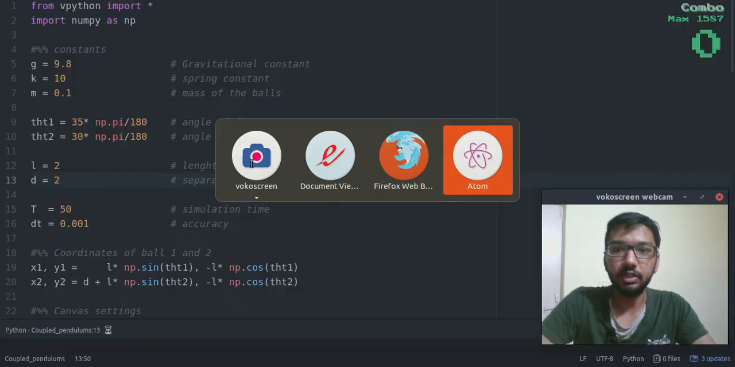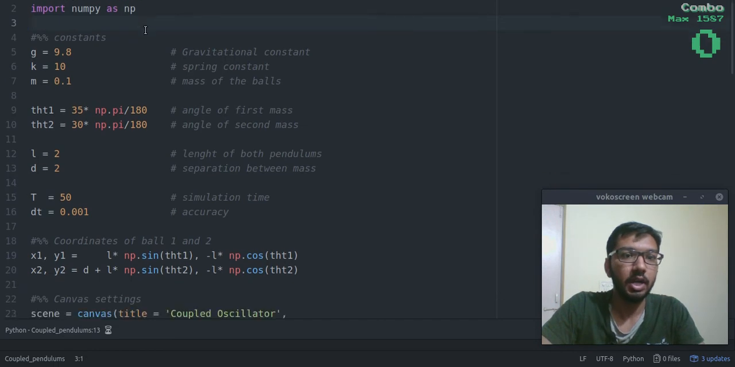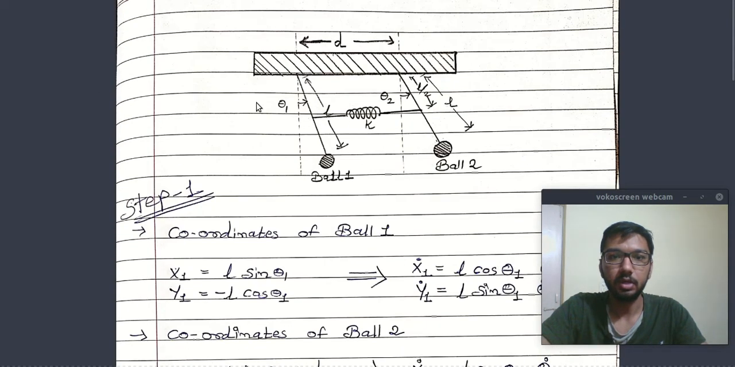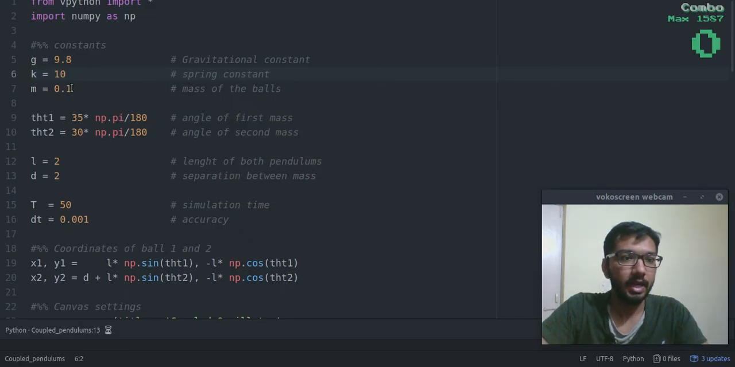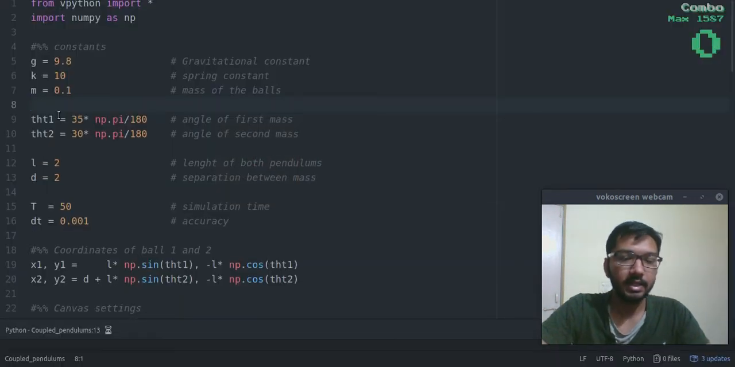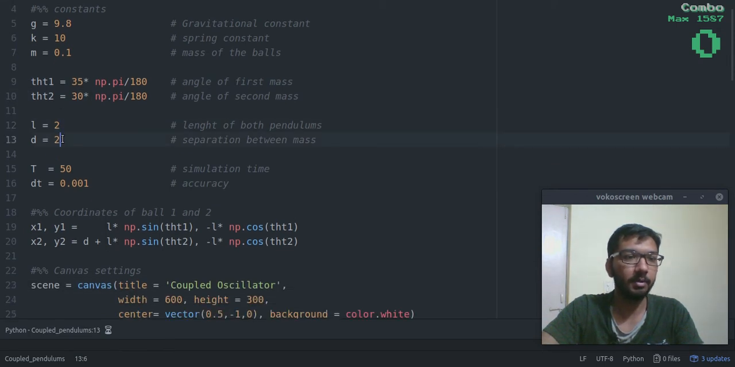Now to code these equations, we have to use the vpython library. So here I have first imported the vpython library, and obviously numpy is required. Now the second thing is constants. This is the gravitational constant g, this is the spring constant k which I have mentioned here, and m is the mass of the two balls. Here I have assumed that the masses of both balls are identical. Next is the initial angles, theta 1 and theta 2. Here I have assumed that initially theta 1 was 35 degrees and theta 2 was 30 degrees. L is the length of the arm and D is the separation distance.